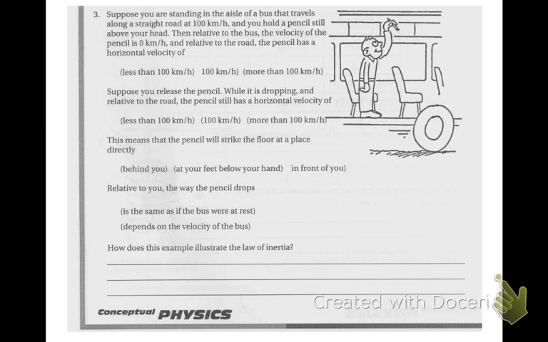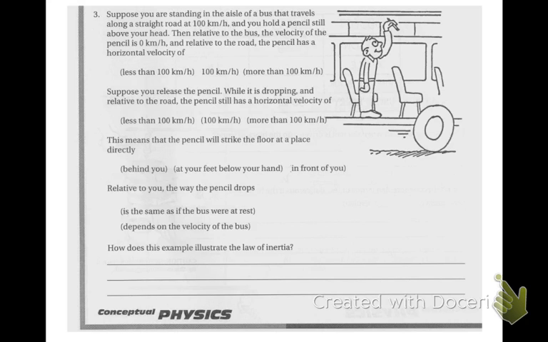Hopefully you read through question number 3 thoroughly, and I'm going to go over the answers with you right now. So let's read through this. Suppose you're standing in the aisle of a bus that travels along a straight road at 100 kilometers per hour, and you hold a pencil still above your head. Then, relative to the bus, the velocity of the pencil is 0 kilometers per hour, simply because it's already on the bus that's moving. So we're talking about relative to the bus.